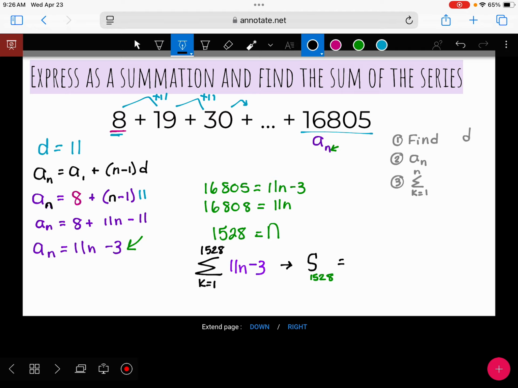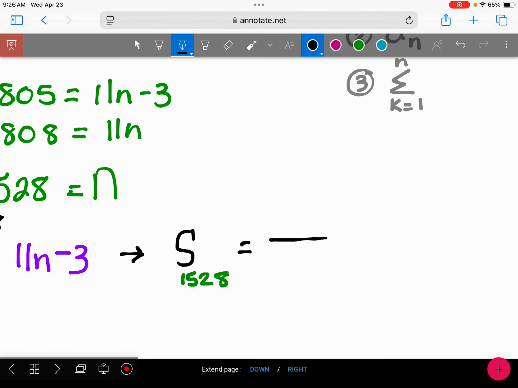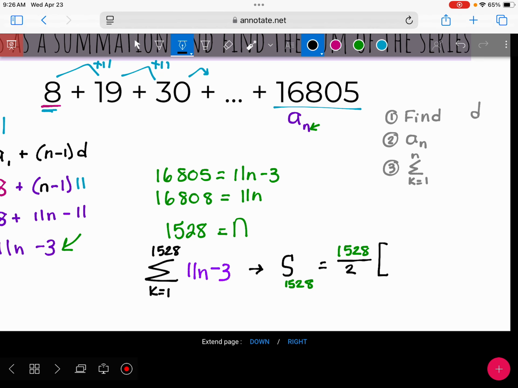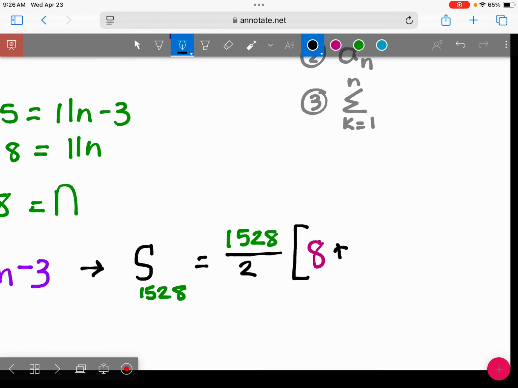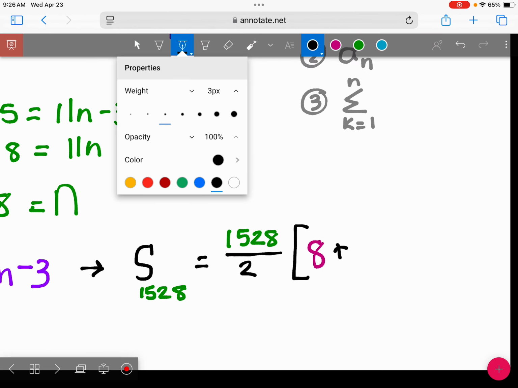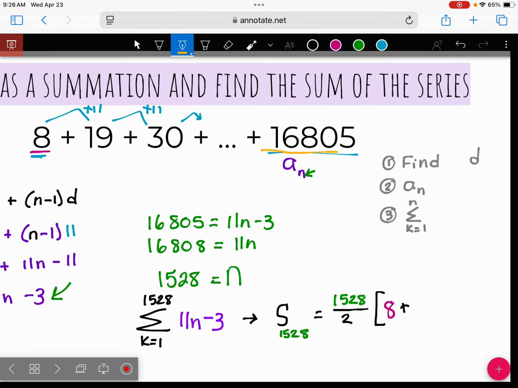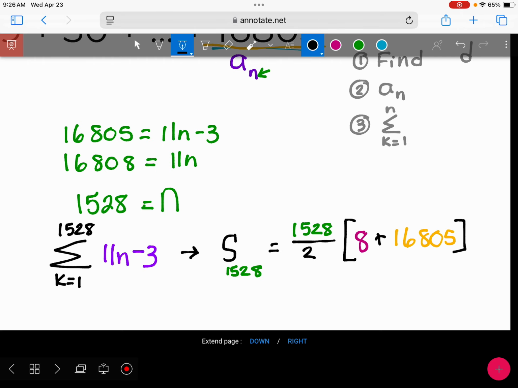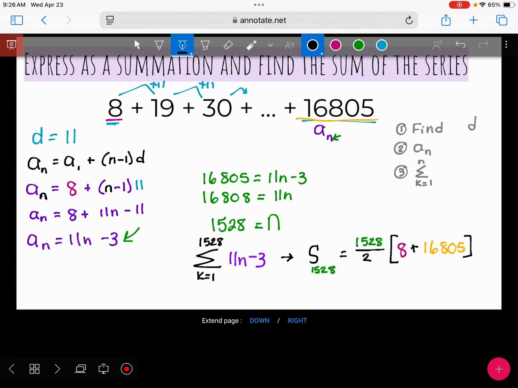So we can do our n, 1,528 over 2, times the sum of our first term. We know that one. That's that 8 we have at the very beginning. And we know our last term. It's this 16,805. We know that guy. So we can find the sum of this whole sequence now that we know that number.